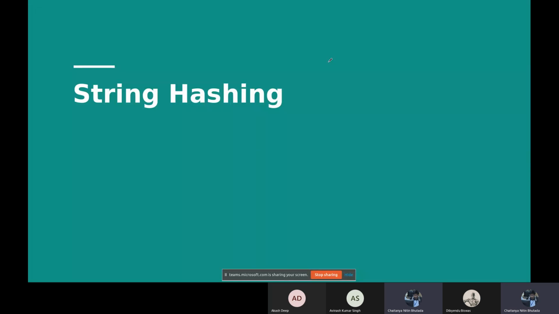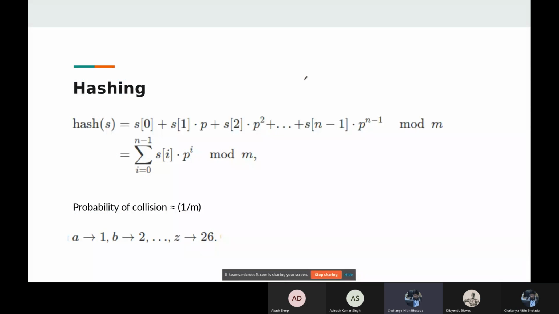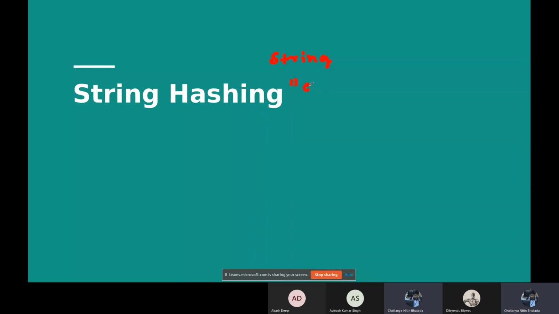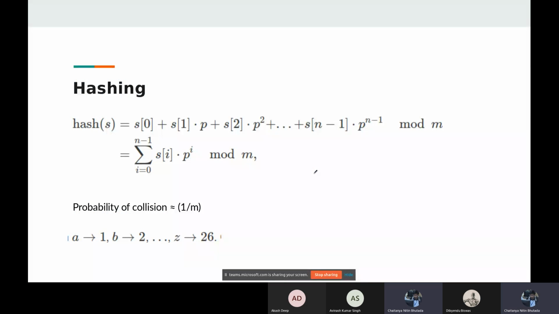So what is a string hash? For a string, suppose the string is a, b, c, d, x, we are assigning a number to it, which will be calculated by a function, which we will come to in the next one.